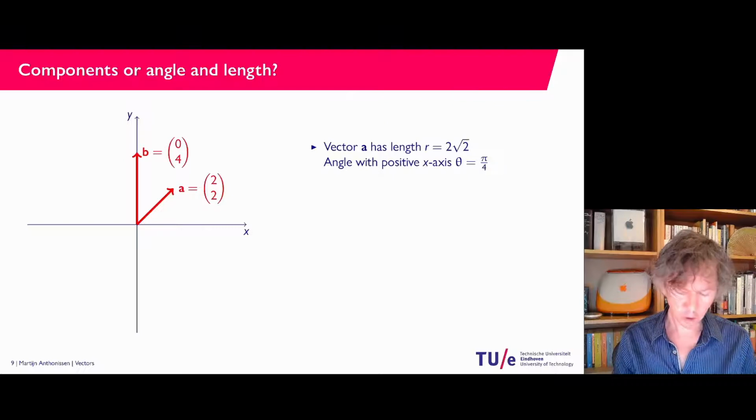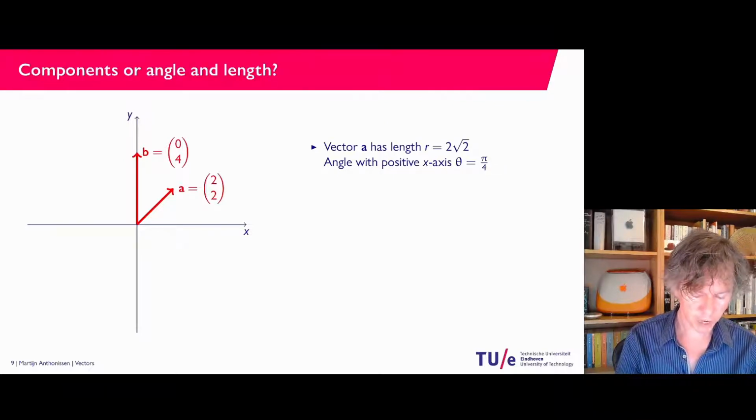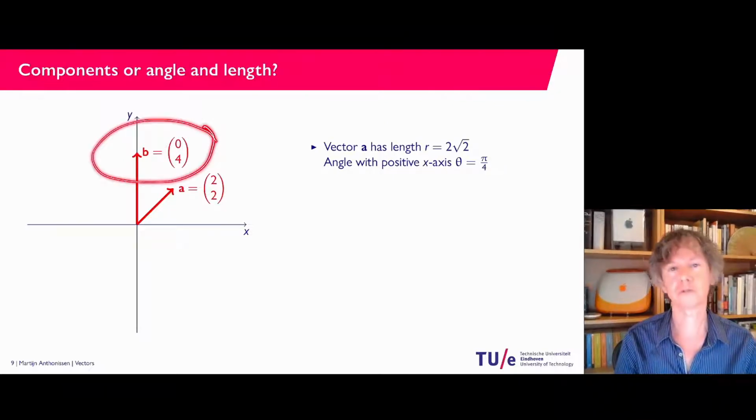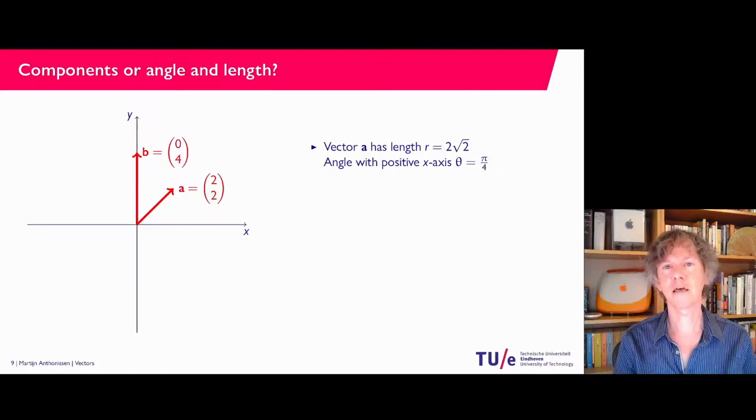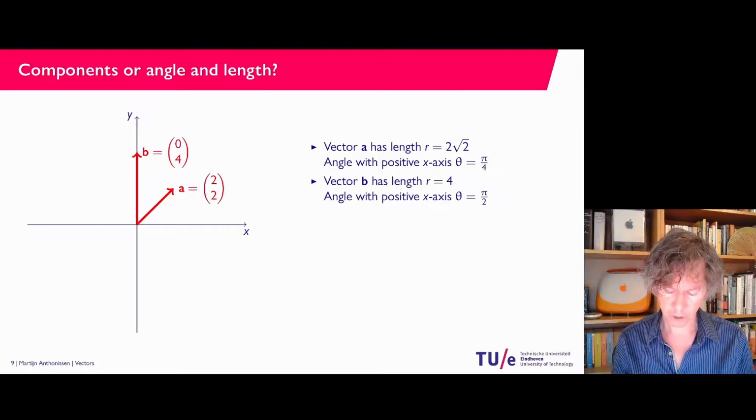So let's do that for a couple more vectors. Here we have a vector b, which has horizontal component 0, y component 4. So you immediately see that the length is 4, and the angle that it makes with the positive x-axis is 90 degrees. That's pi over 2. So b has length r equals 4, and the angle is pi over 2.